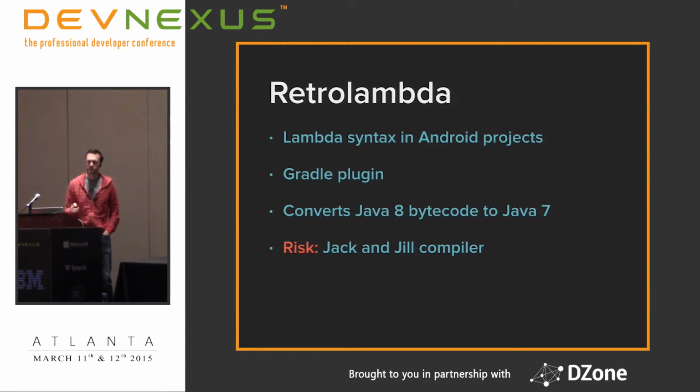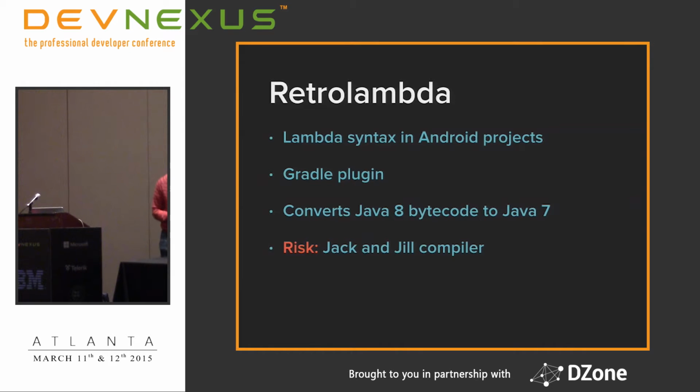And the reason Jack and Jill exists is to skip the Java to class bytecode to dex and go straight from Java code to dex, right? Because it's skipping the Java bytecode step, Retrolambda currently won't work, because that's kind of how you get there.